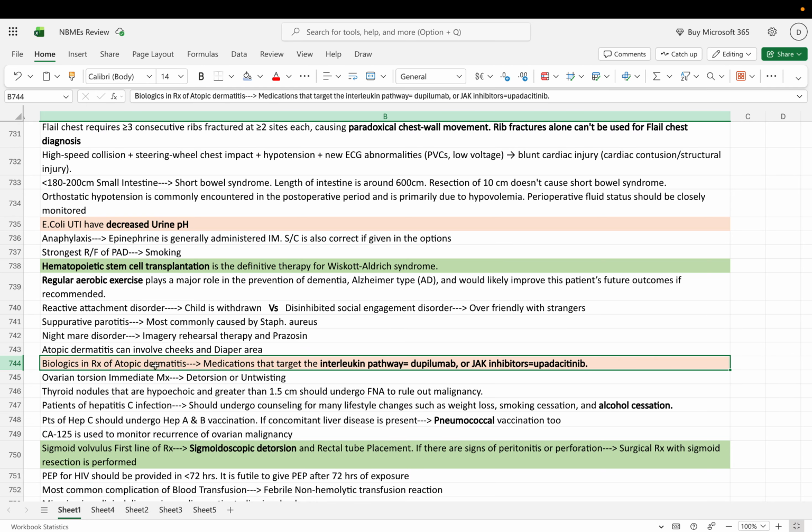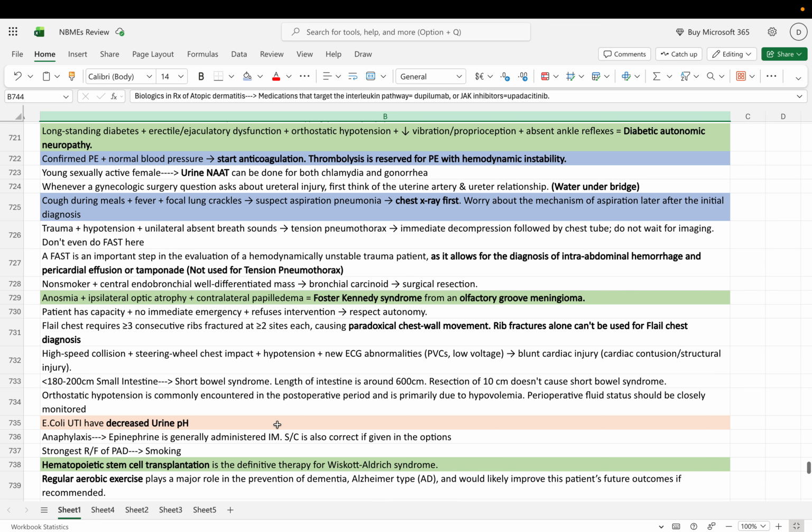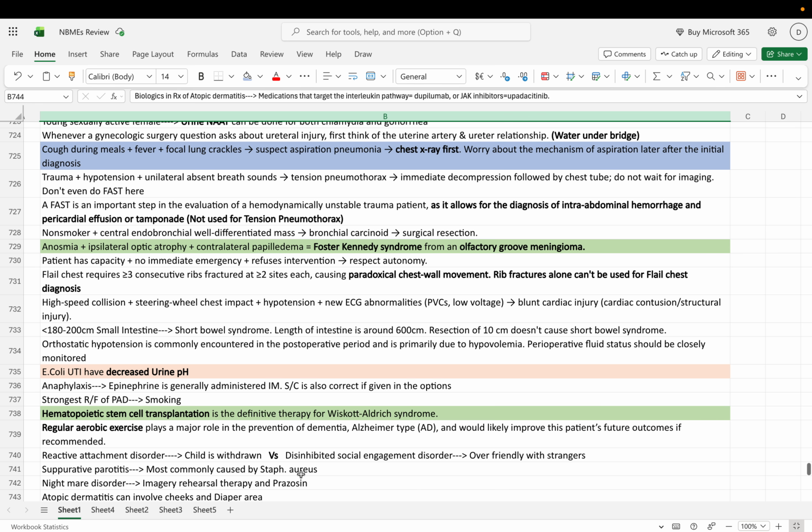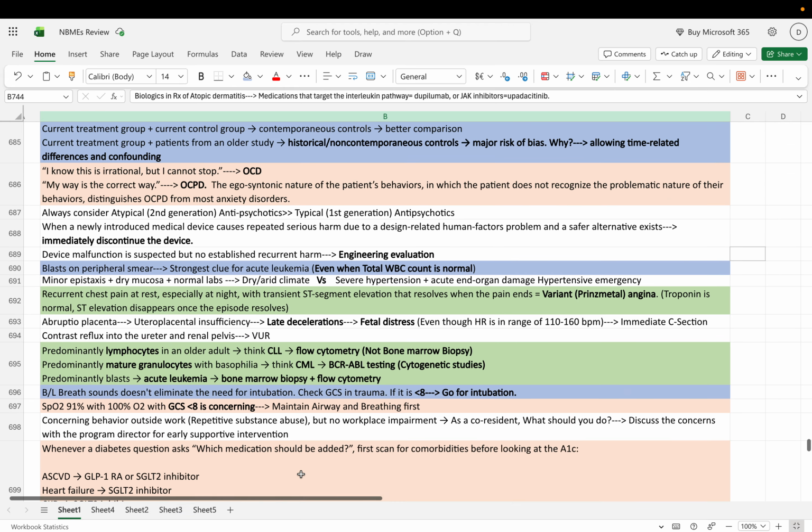Biologics in the treatment of atopic dermatitis: medications that target the interleukin pathway, or dupilumab, and JAK inhibitors, upadacitinib. This is low yield to know. They won't be asking this, just try to remember it once.